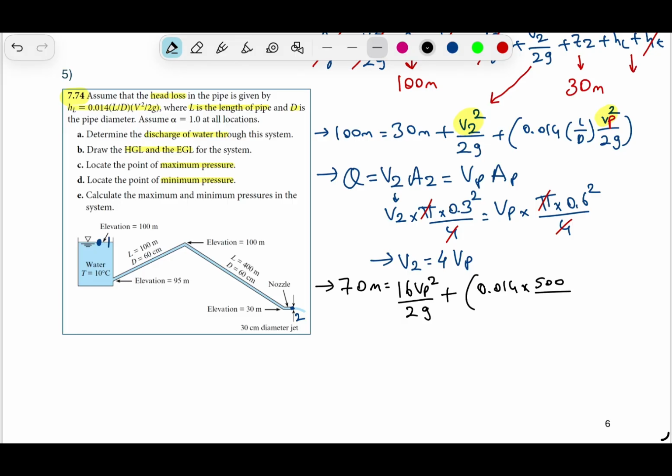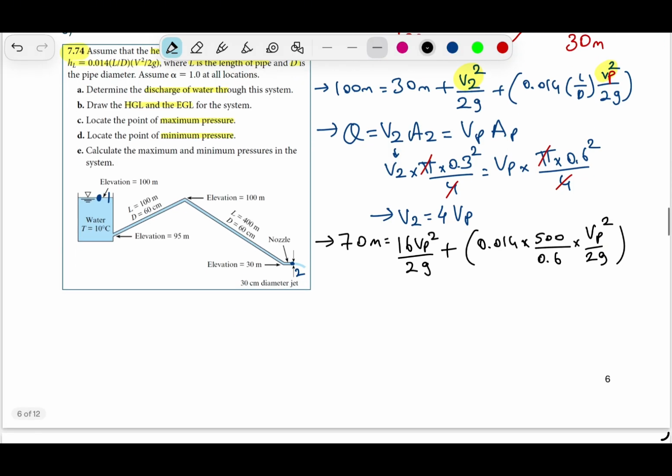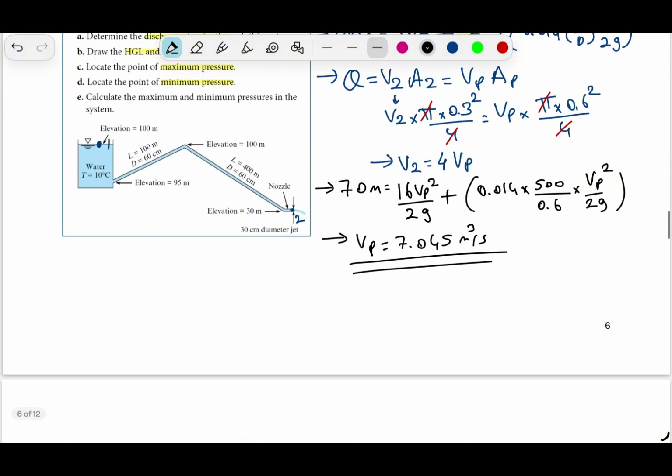Diameter throughout the pipe is 0.6, and we are taking pipe's velocity. And now the only remaining is Vp. And from this equation, we can get Vp as 7.045 meter per second. And now we can continue.